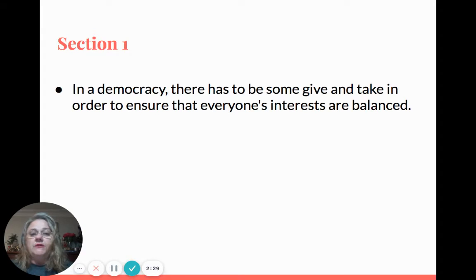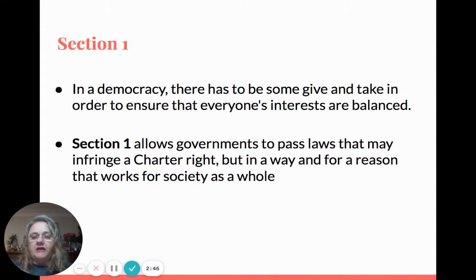So let's do that. We start from this premise that in a democracy, there has to be some give and take in order to ensure that everyone's interests are balanced, right? That's what that says. So we talk about that, my right to swing my hand ends where your nose begins. So there has to be balance between the rights of the community and the right to public safety versus the rights of individuals. What section 1 does is it allows the government to pass a law that may infringe a charter right, but they allow it because it's believed that it's necessary for the benefit of society at large. And so section 1 cases will always involve individual freedom versus the rights of the community. And that makes them interesting.